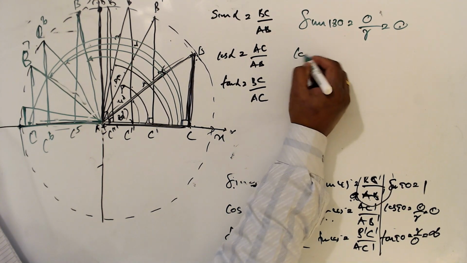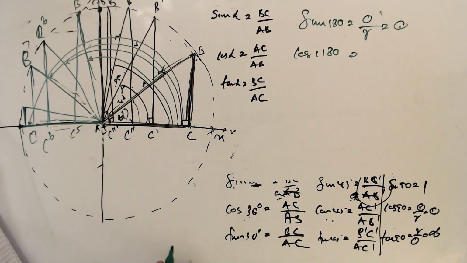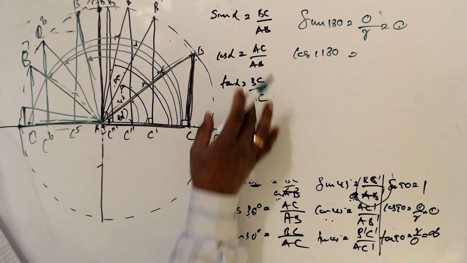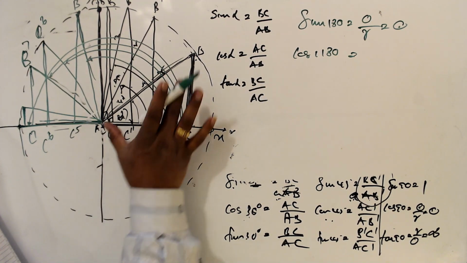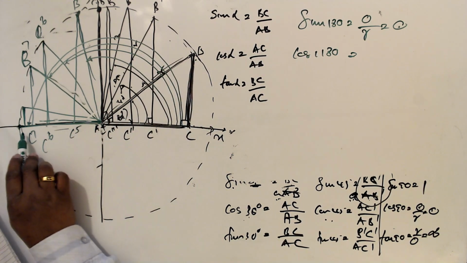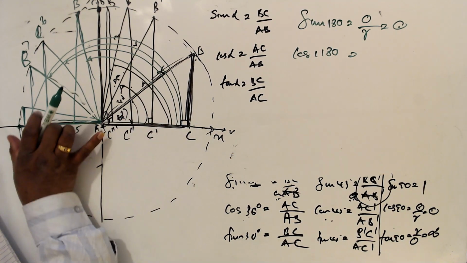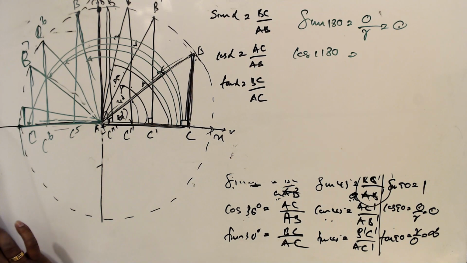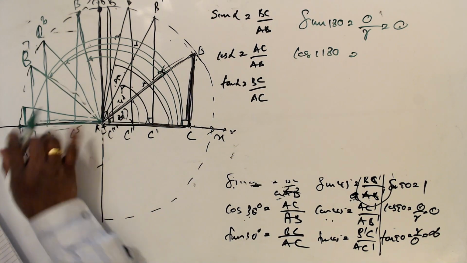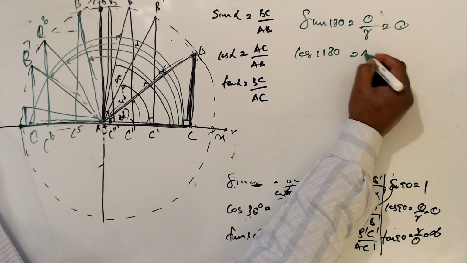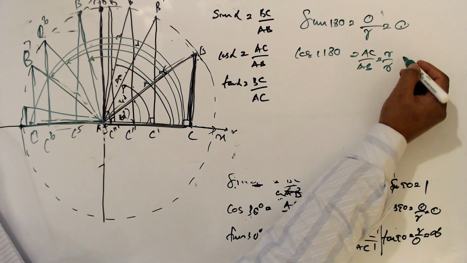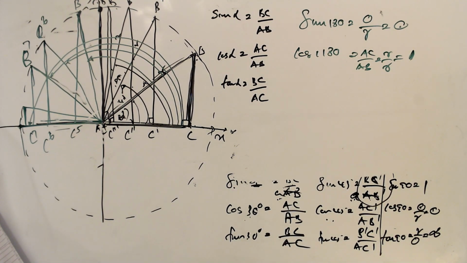Now what will happen to cos 180? How do you get it? From here, what is cos? Cos means this distance divided by this distance. Now when it comes to 180, AC, this length, and AB overlap. So it is AC over AB, which means R over R, radius over radius. It is 1. So cos 180 is 1.